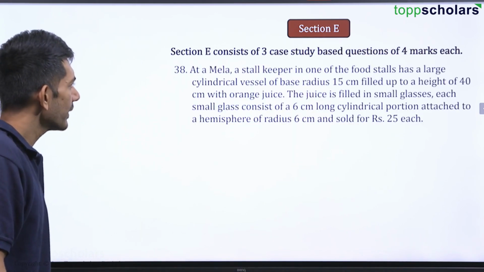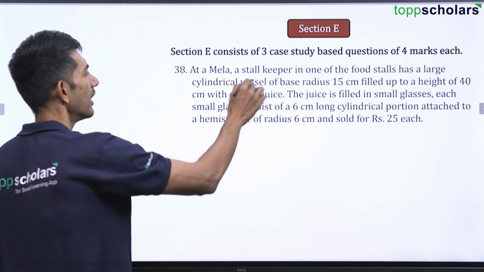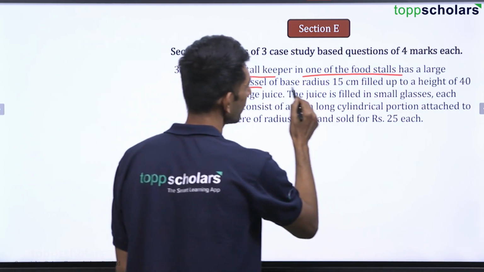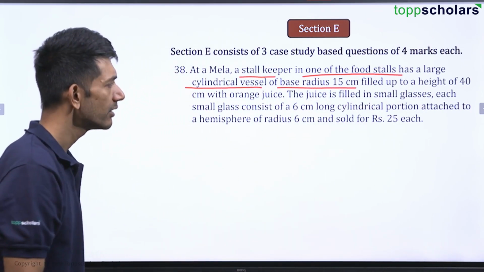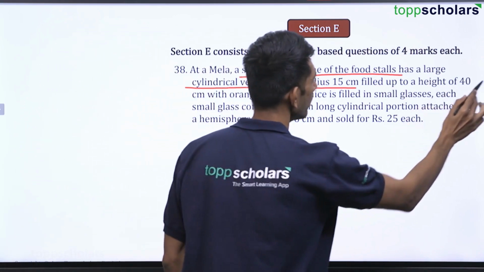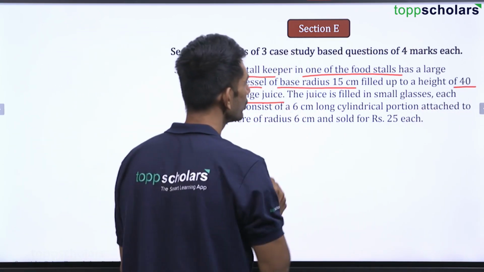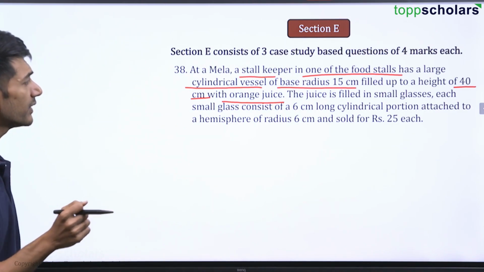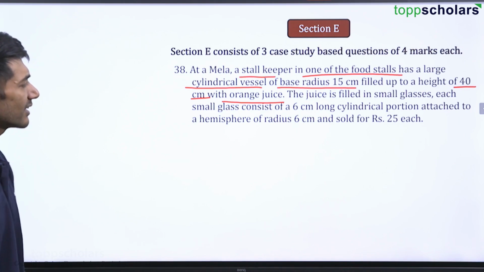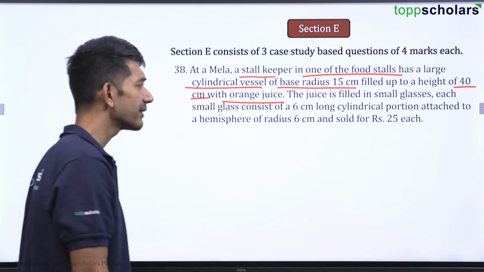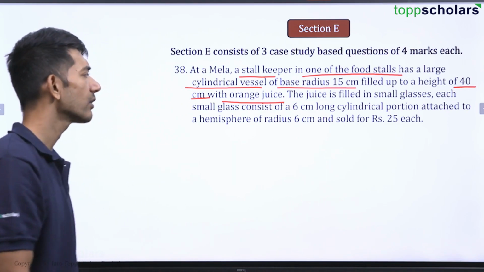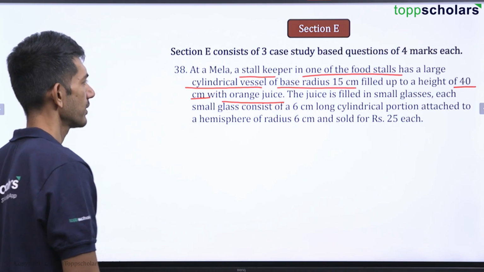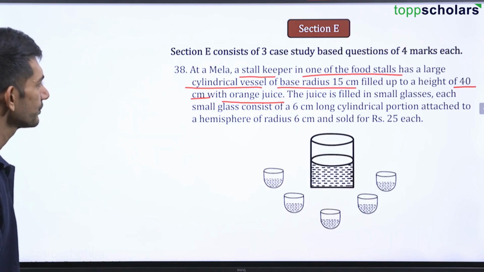Let's have a look at a new question now. It says, at a mela, a stall keeper in one of the food stalls has a large cylindrical vessel of base radius 15 centimeters filled up to a height of 40 centimeter with orange juice. This is a question based on mensuration, right? So juice is filled in small glasses. Each small glass consists of 6 centimeter long cylindrical portion attached to a hemisphere of radius 6 centimeter and sold for rupees 25 each.